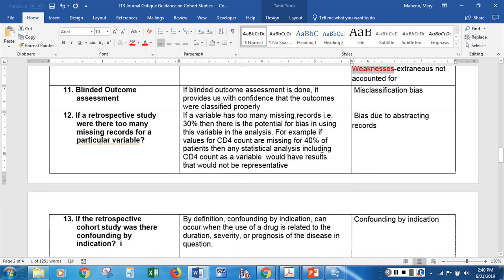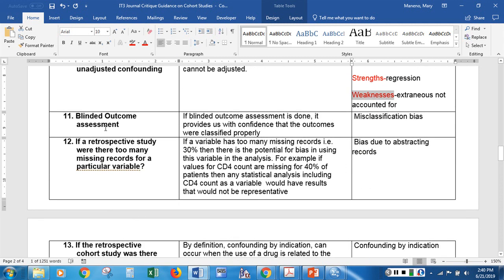Blinded outcome assessment. Blinded outcome assessment happens when the determination of whether the outcome has happened or not happened is done in a blinded fashion. That's not stated in the study, and so it wasn't done. There are certain studies where blinded outcome assessment does happen, and so no one is blinded to the exposure status of the patients. So this wasn't done here, right? We can't claim the advantages of blinded outcome assessment. So you could point that out as a weakness, that it wasn't done.